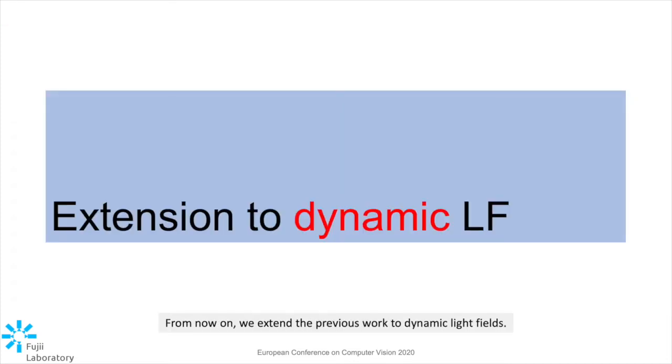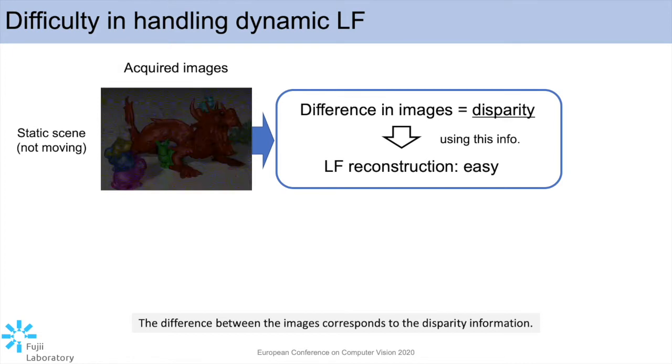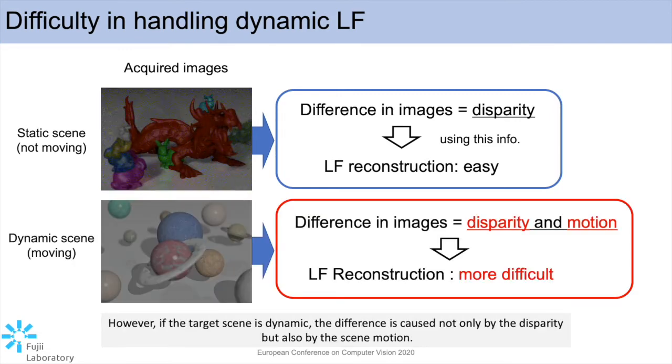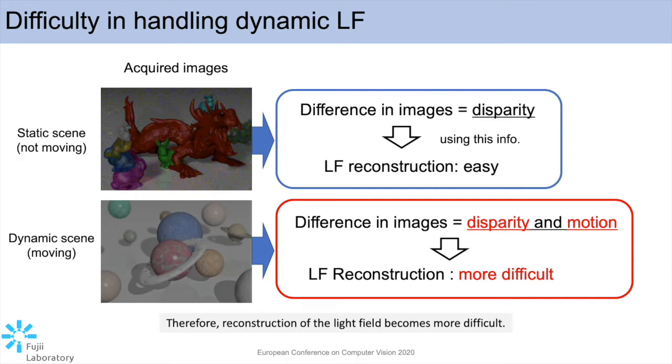From now on, we extend the previous work to dynamic light fields. We mention why this extension was difficult. First, we assume that the target scene is static. We acquire a few images using different aperture patterns. The difference between the images corresponds to the disparity information. From this information, we can reconstruct the original light field. However, if the target scene is dynamic, the difference is caused not only by the disparity, but also by the scene motion. Therefore, reconstruction of the light field becomes more difficult.